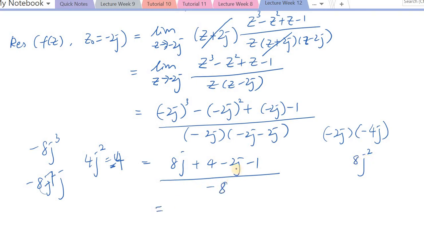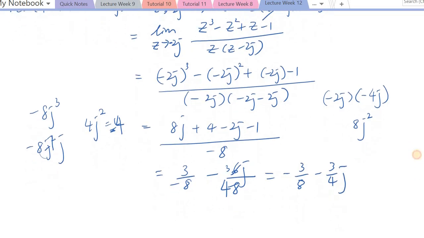Alright, so you separate the real part and the imaginary part. So 4 minus 1, you get 3, negative 8. And this part 8j minus 2j, you get 6j, and 6j over here you get negative 8. Alright, you can simplify here. Okay, so the answer for this one is this.